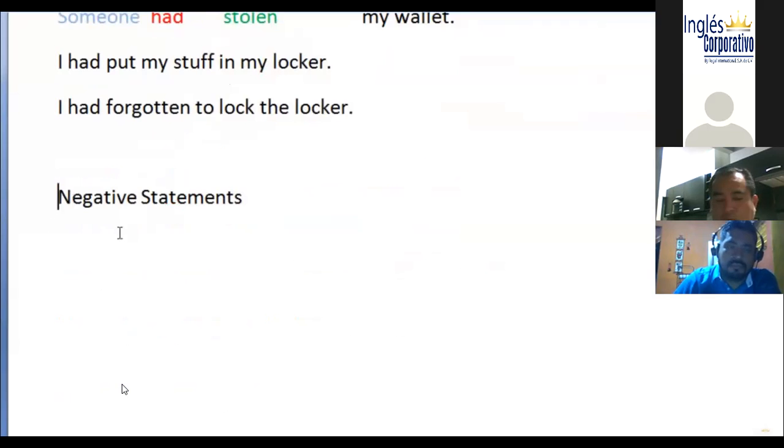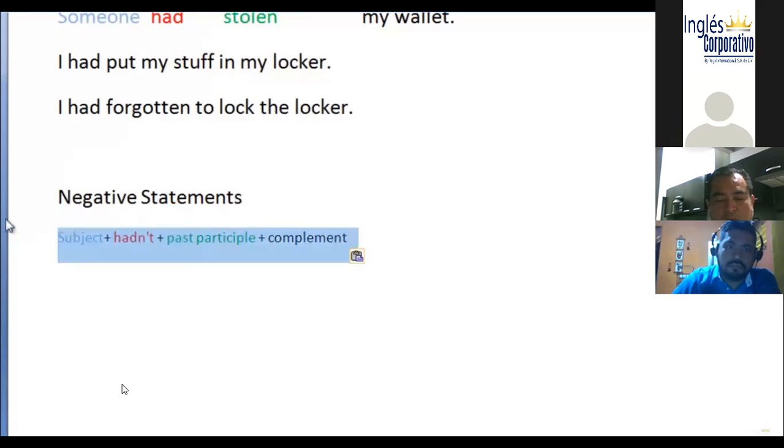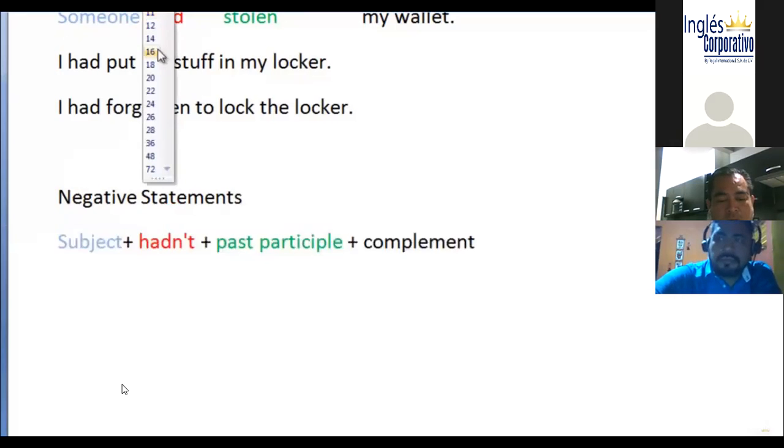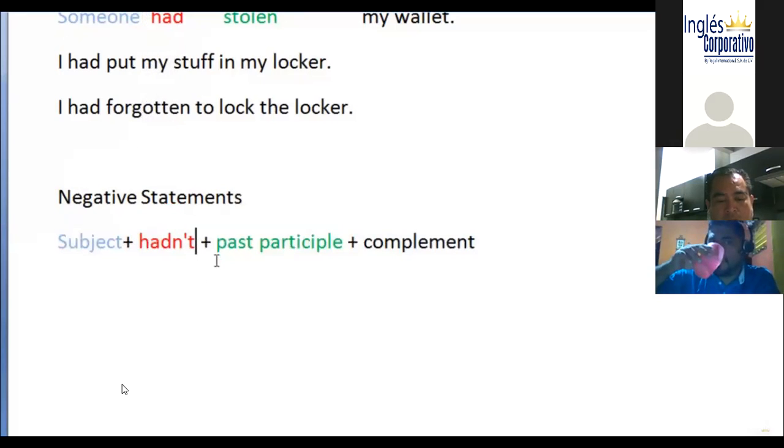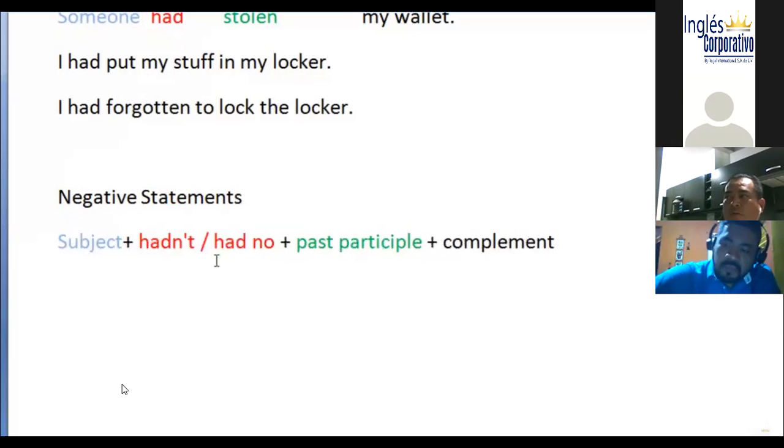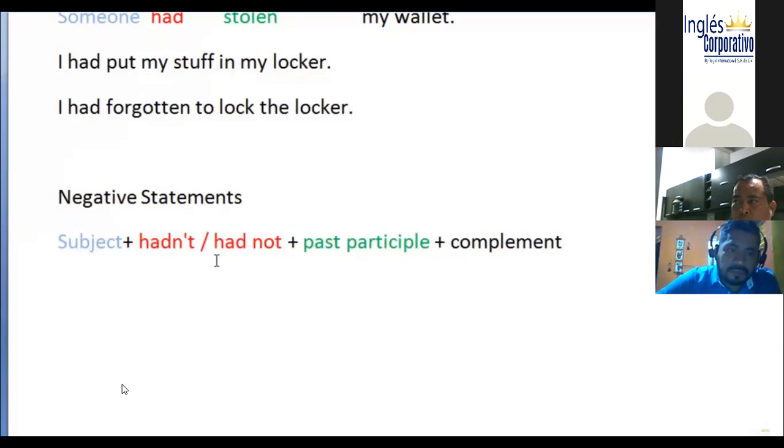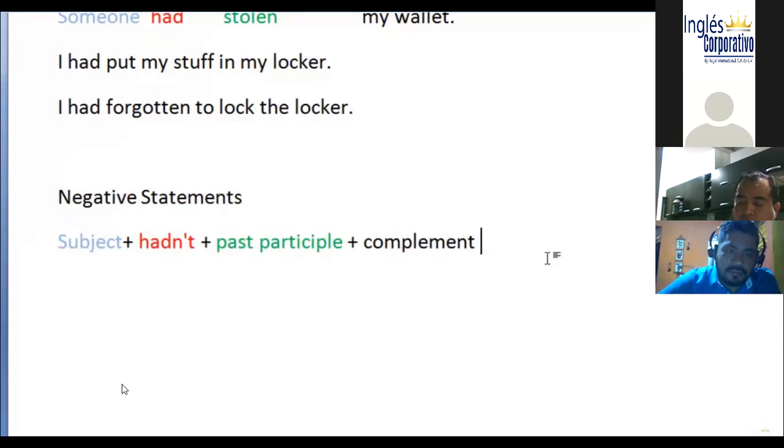So the structure to make negative statements or negative sentences is pretty much the same thing. The only thing that changes is that instead of had, we're going to include hadn't. By the way, this is also the same thing as saying had not. So you might see that either by saying had not or hadn't. Now, the most common thing to do is that we will use the contraction. Most of the time, you'll see contractions to that effect. So let me give you a few examples, and then I'm going to have you do a few examples as well.